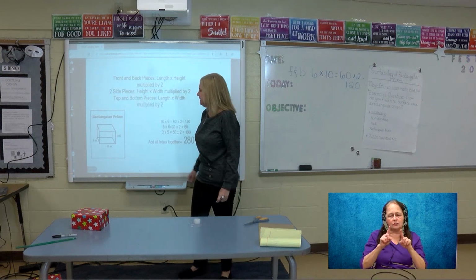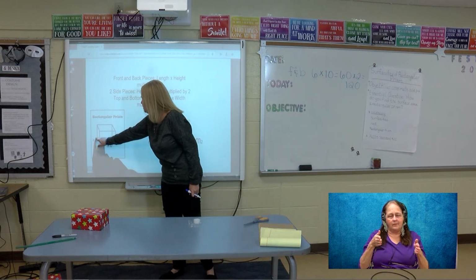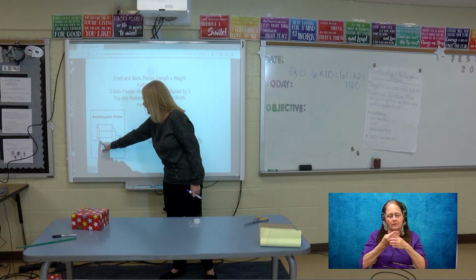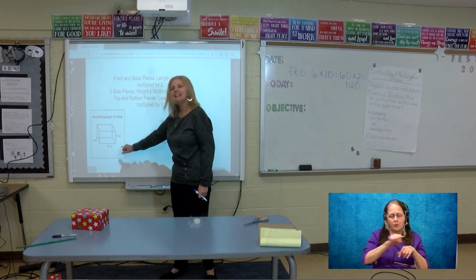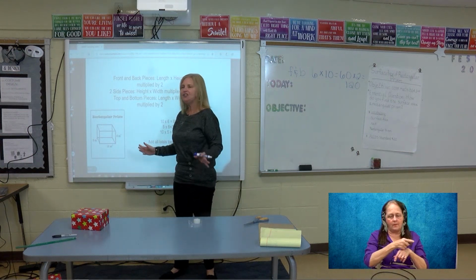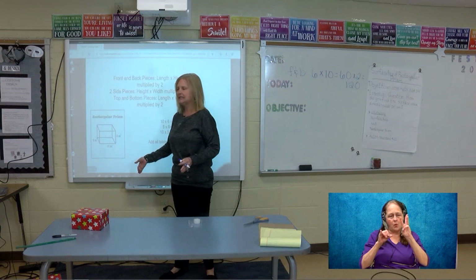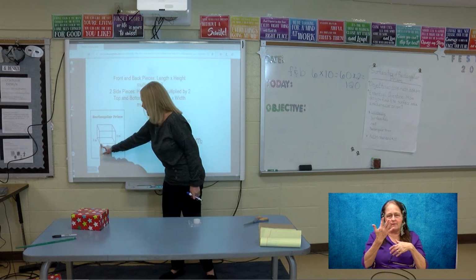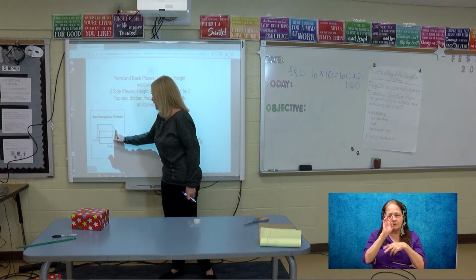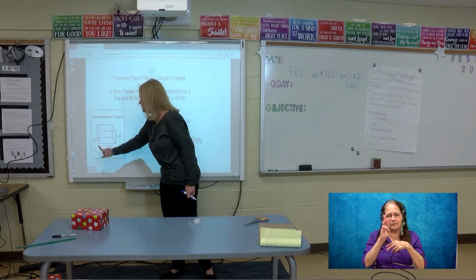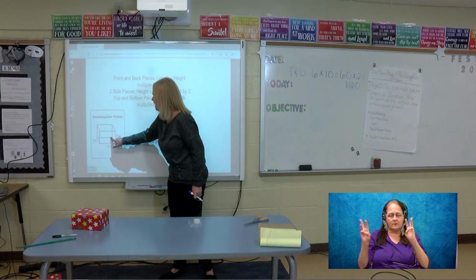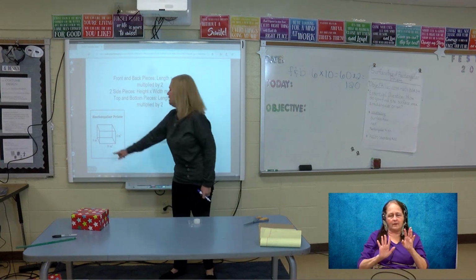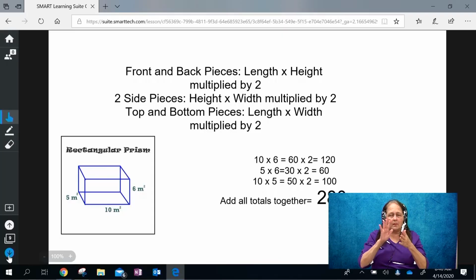2 side pieces. We're going to use the width and the height because look, the length has absolutely nothing to do with the 2 side pieces. So we're going to do 5 times 6 because if this is 6, this is 6. If this is 5, this is 5. So we're going to take 5 times 6 for the side pieces.